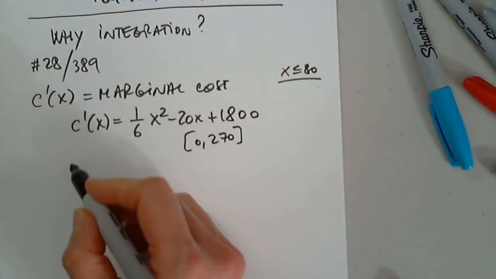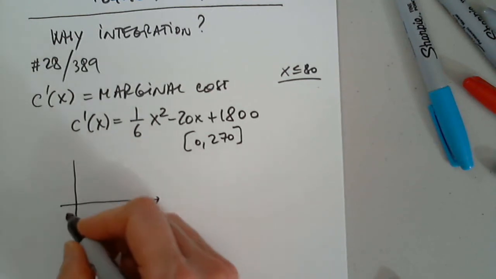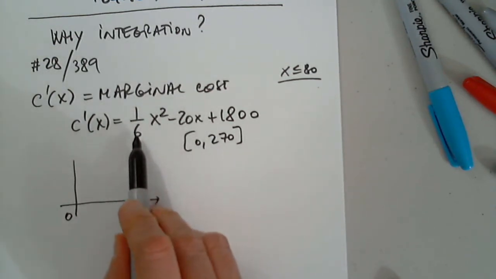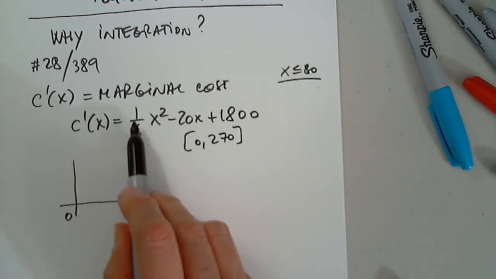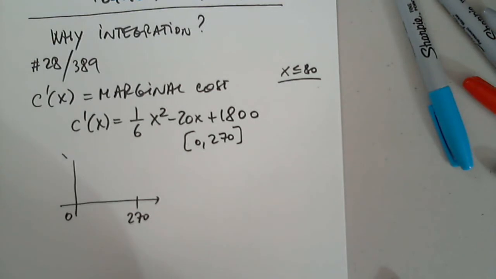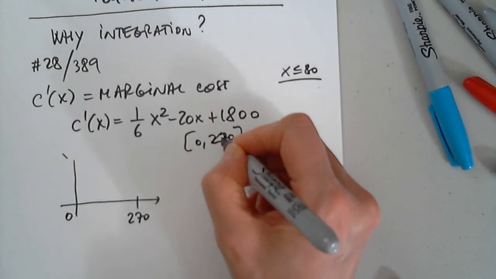So basically what they're asking us to do is look at the interval 0 to 270. This is a quadratic function with a positive leading coefficient, so it has a minimum. So let's say, I think it's 0 to 40 for this one. I think 27 was 270, sorry. Oh yes, I copied the wrong problem. I do that all the time.